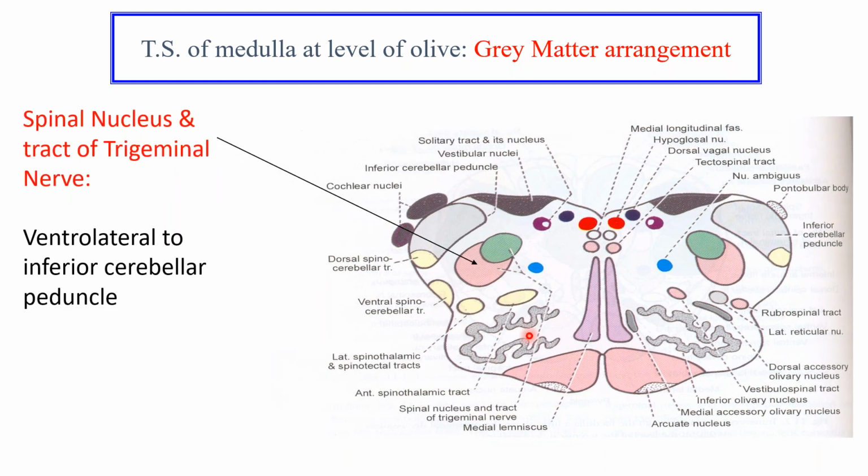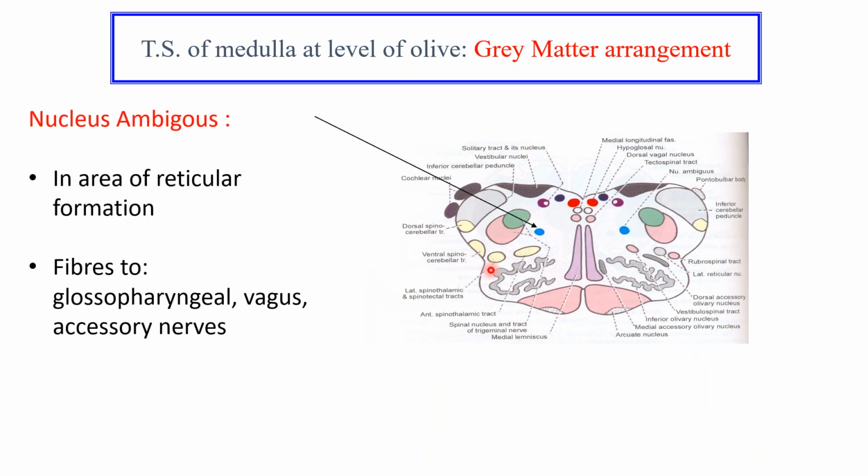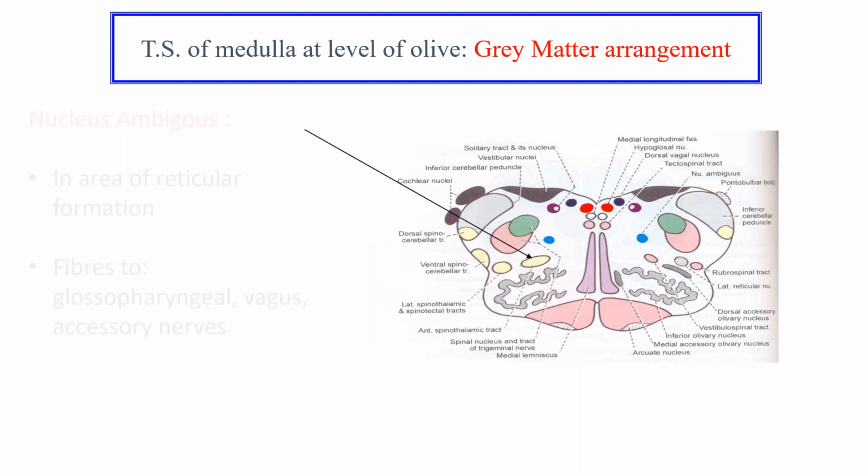Then the spinal nucleus and tract of the trigeminal, which is shifted more to the inner side because of the inferior cerebellar peduncle. So you have to draw it ventrolateral to the inferior cerebellar peduncle. The nucleus ambiguus is in relation to the reticular formation area, and this is related to the fibers of the glossopharyngeal, vagal, and accessory nerves, as described earlier.